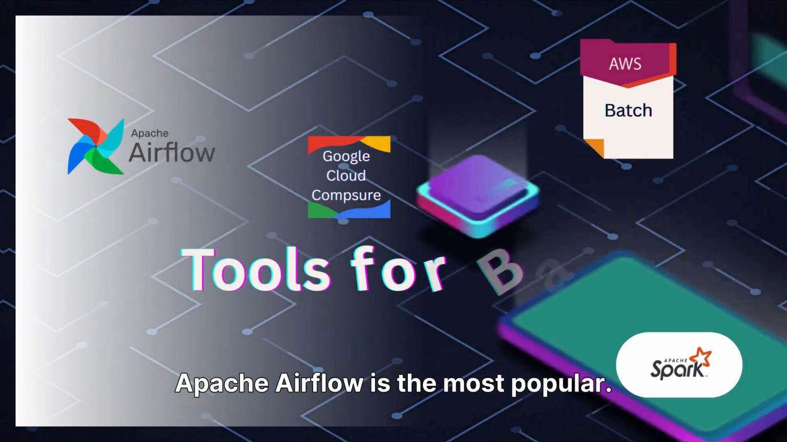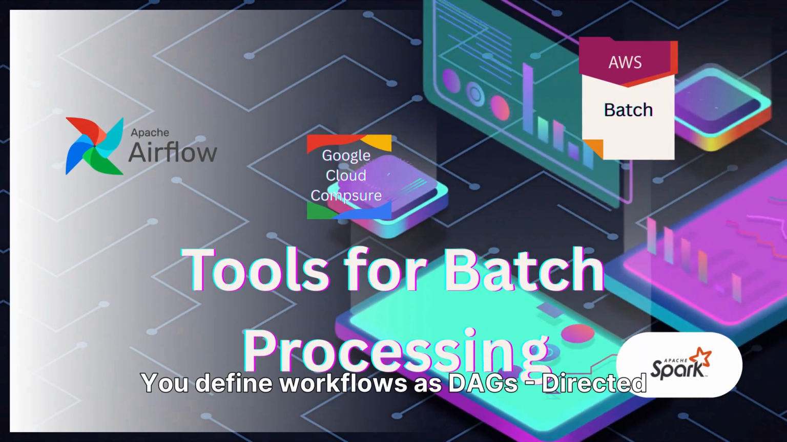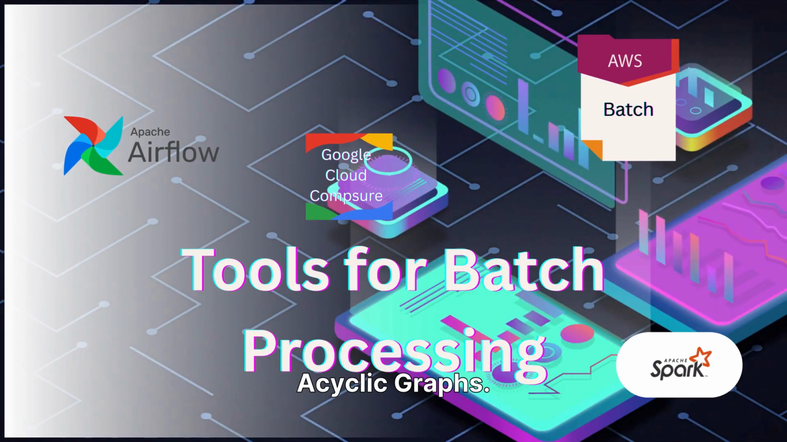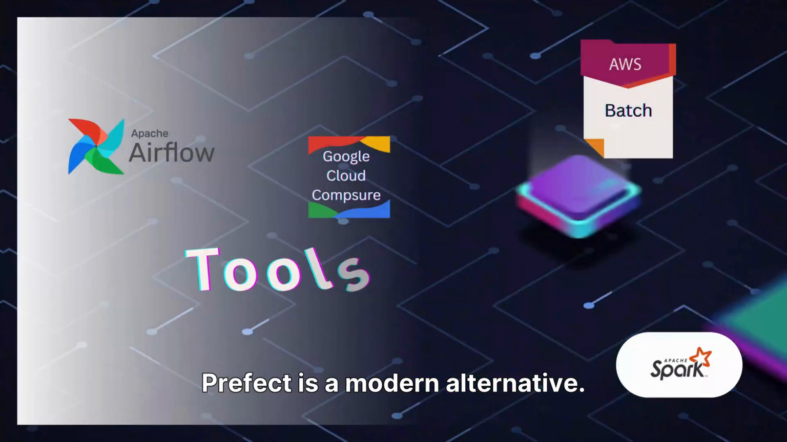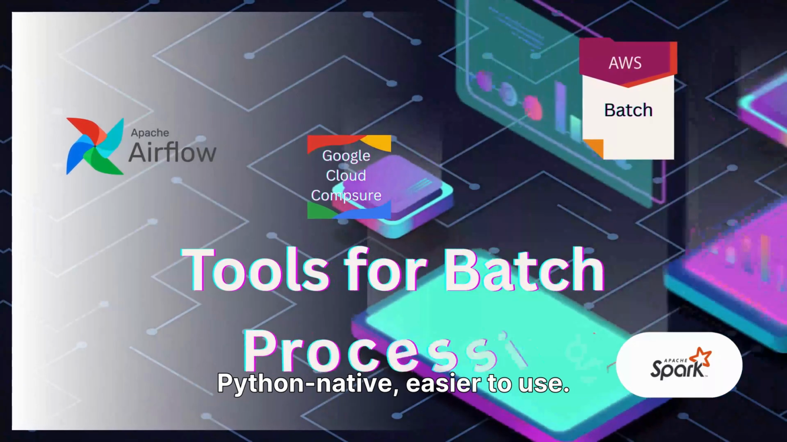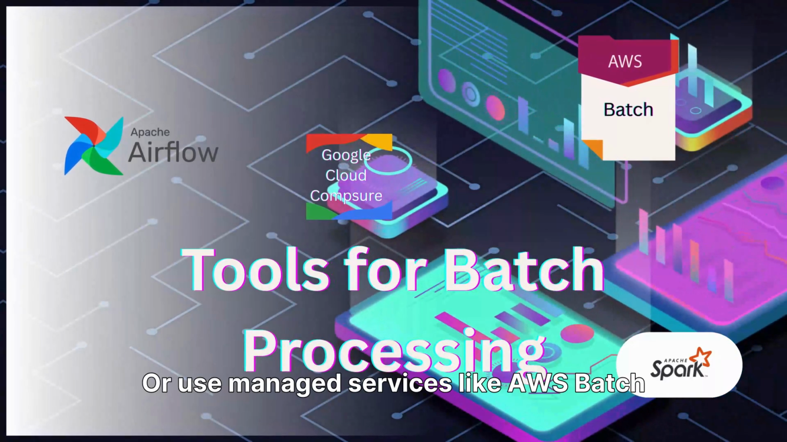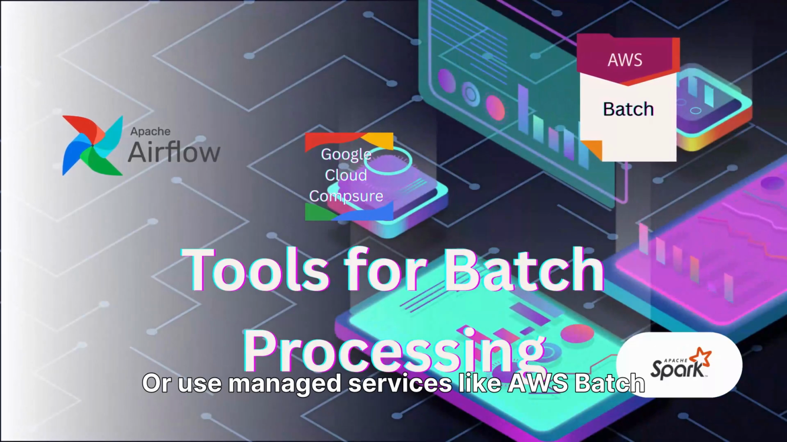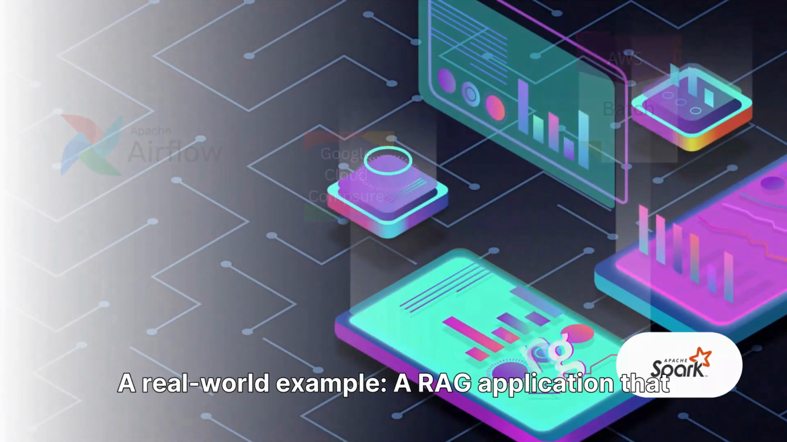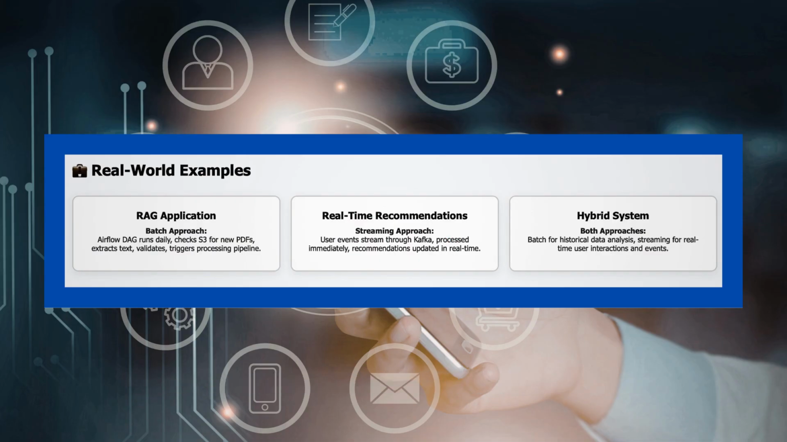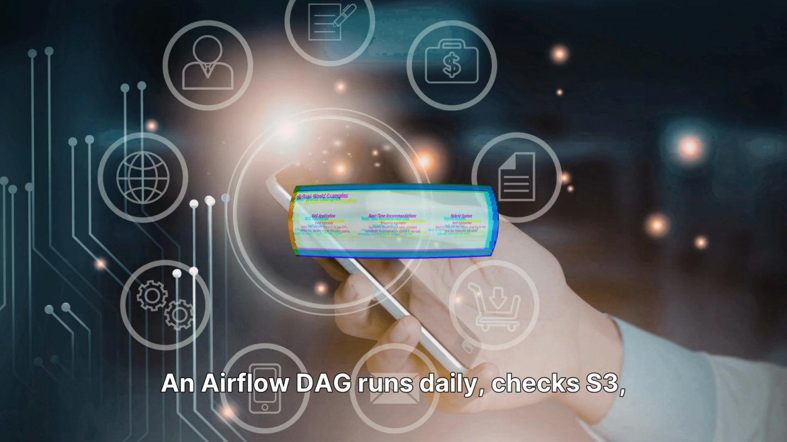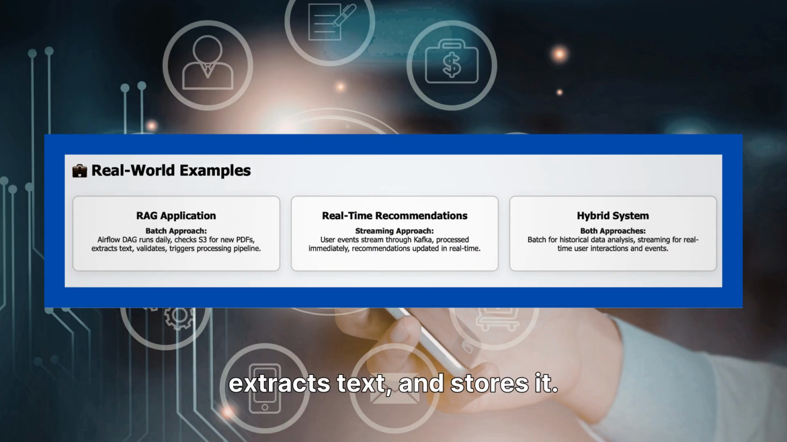Apache Airflow is the most popular. You define workflows as DAGs, directed acyclic graphs. It's powerful, but can be complex. Prefect is a modern alternative, Python native, easier to use, or use managed services like AWS Batch or Google Cloud Composer. A real-world example, a RAG application that ingests documents. An Airflow DAG runs daily, checks S3, extracts text, and stores it.